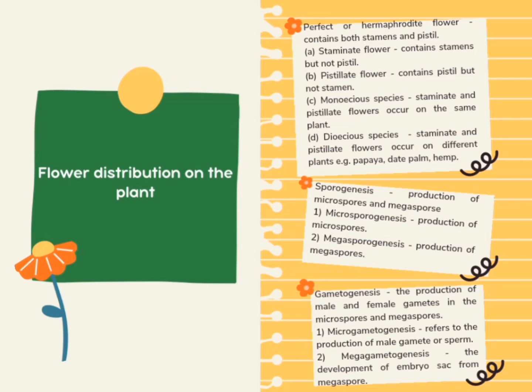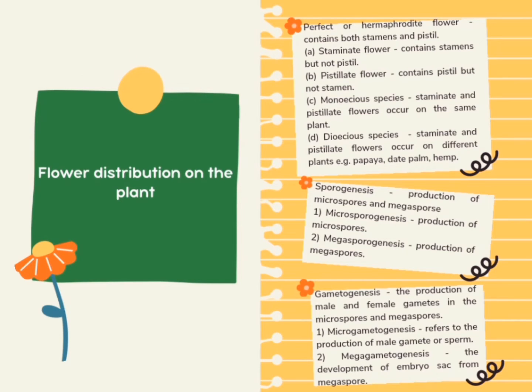Flower distribution on the plant. Perfect or hermaphrodite flower contains both stamens and pistil. Staminate flower contains stamens but not pistil. Pistillate flower contains pistil but not stamen.